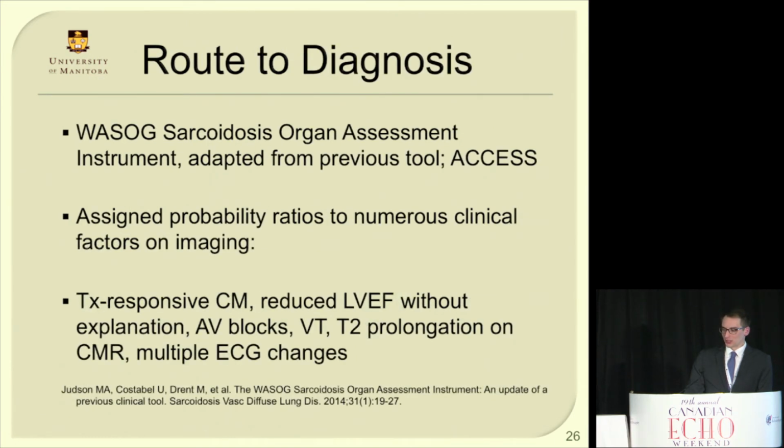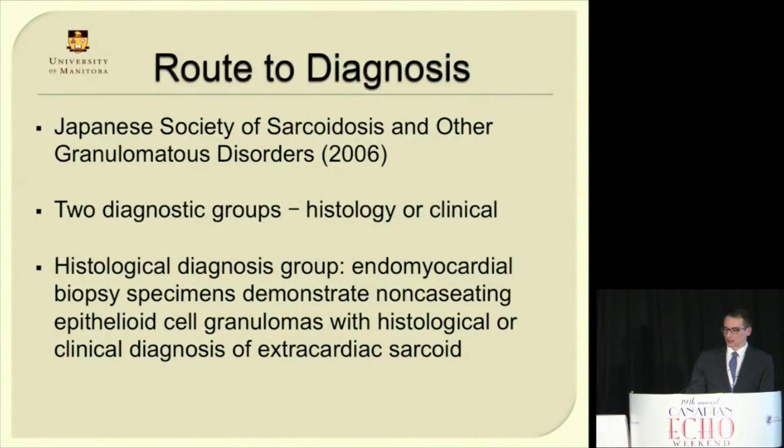One proposed instrument used probability ratios, this is the WASOG tool, looking for treatment-responsive cardiomyopathy to steroids, reduced LVEF without other explanations, AV blocks, VT, and T2 prolongation on CMR. Of course, this isn't as useful given that it can't definitively make the diagnosis itself.